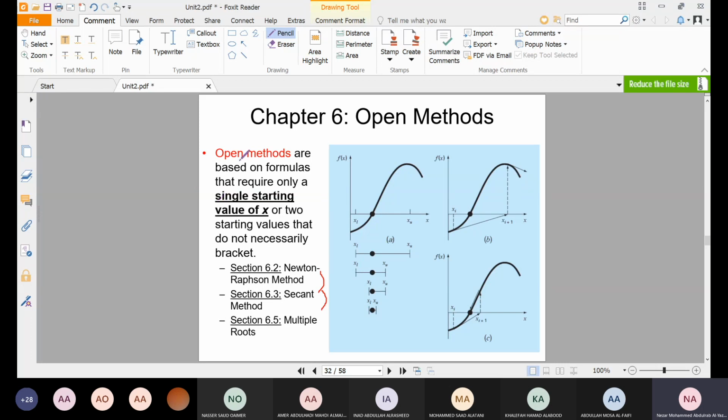So the open methods are based on formulas that require only a single starting value of x, or sometimes two starting points, like for example the second method. The Newton-Raphson method needs only a single starting point. These values do not necessarily have to bracket the root.